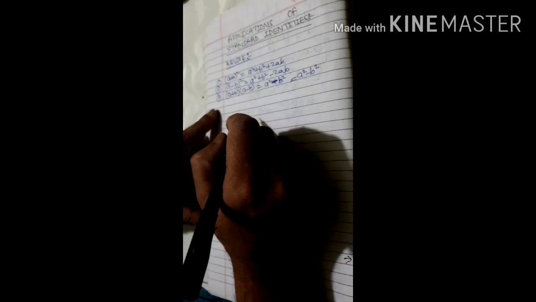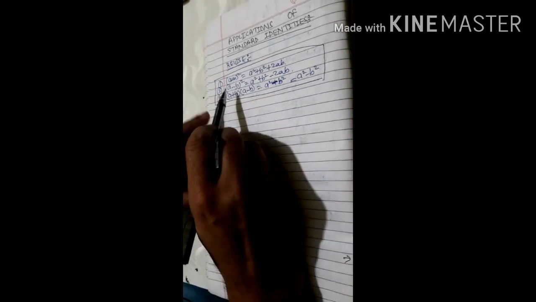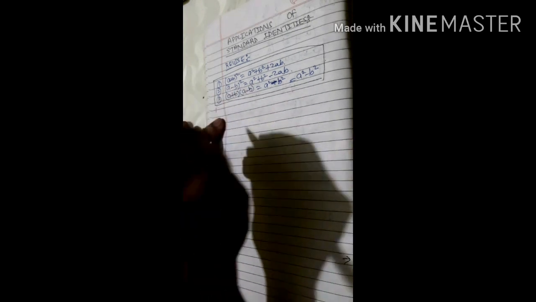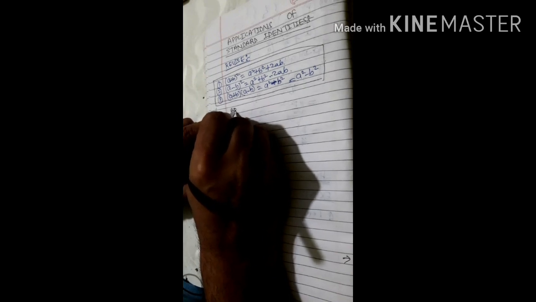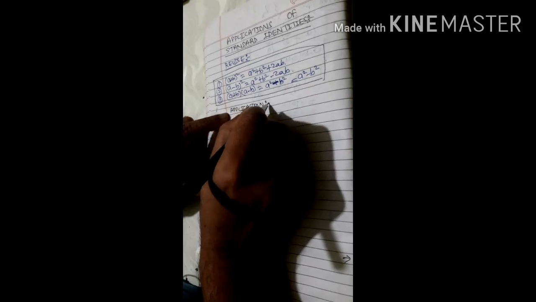These are the three important standard identities we'll be using in this particular exercise. This is very important. You need to know all three standard identities. (a plus b) whole square is equal to a square plus b square plus 2ab. (a minus b) whole square is equal to a square plus b square minus 2ab. (a plus b) multiplied by (a minus b) is equal to a square minus b square. Now let us see some applications of these standard identities.